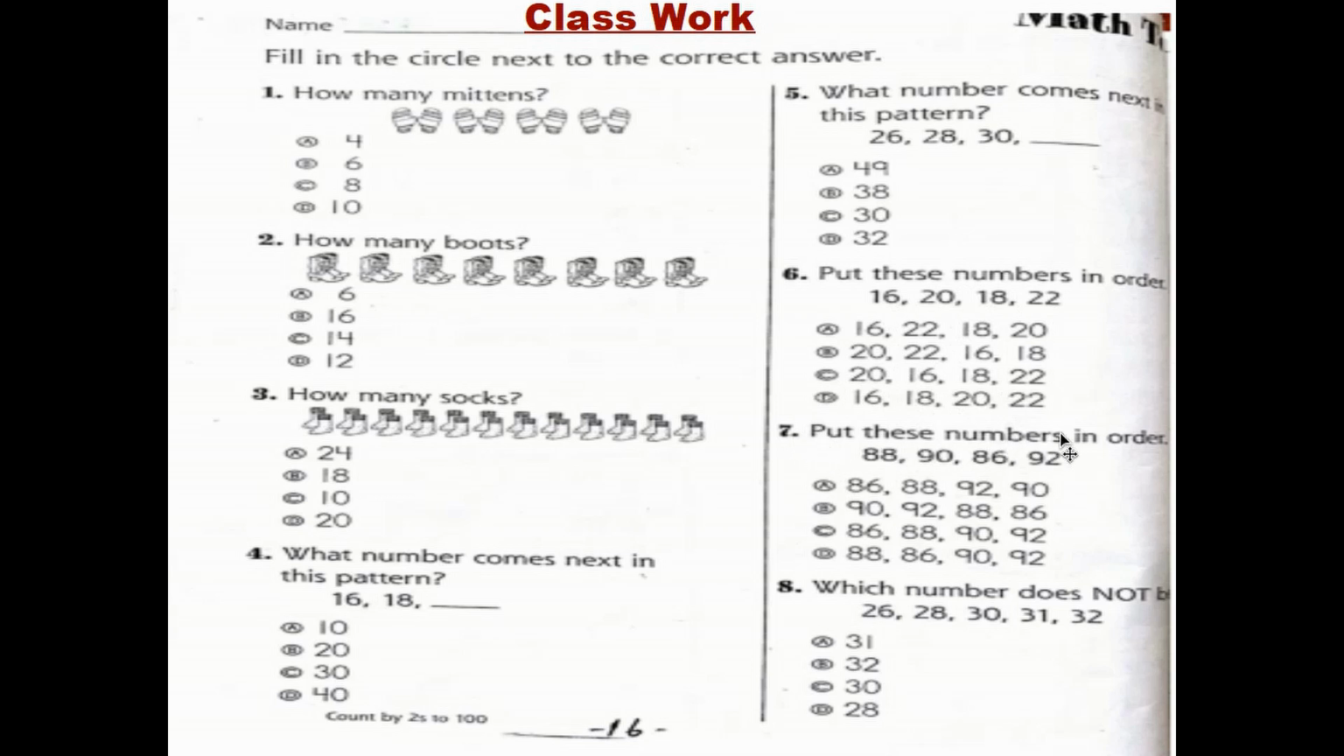Number 7, put these numbers in order. You have been given 4 numbers. You arrange them in order. And also here you have which number doesn't belong to this. The correct answer is not fully shown here, but you can see it from your working. So from the given numbers, which doesn't belong?